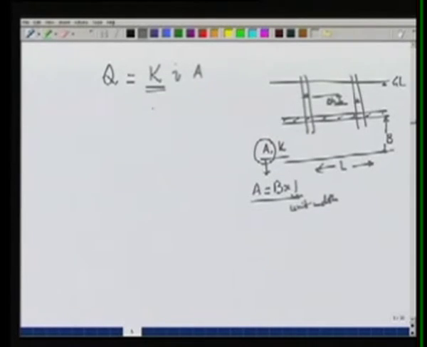We can write then K B delta H over L. So this term K into B for confined aquifers occurs very commonly in these equations, and therefore it has been given a symbol T and called transmissivity.